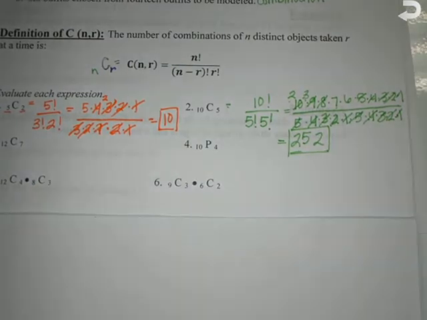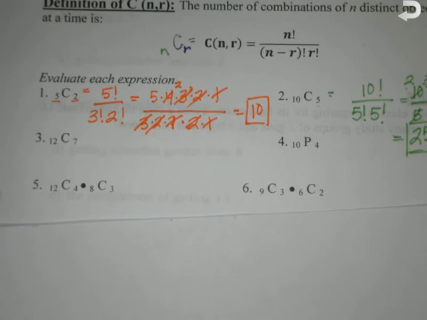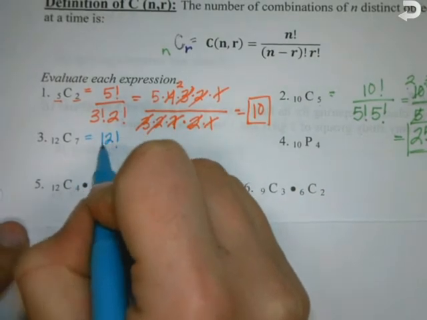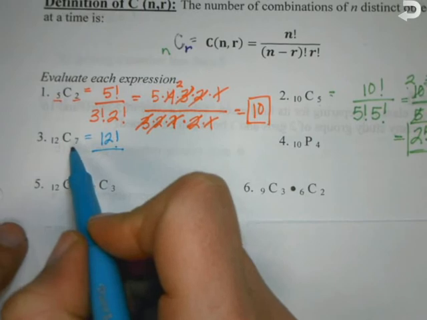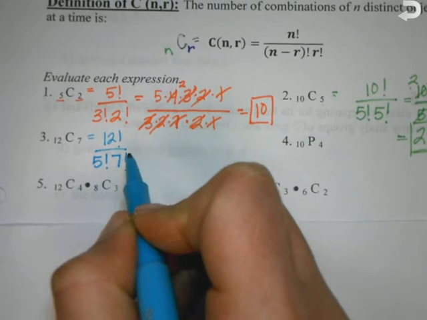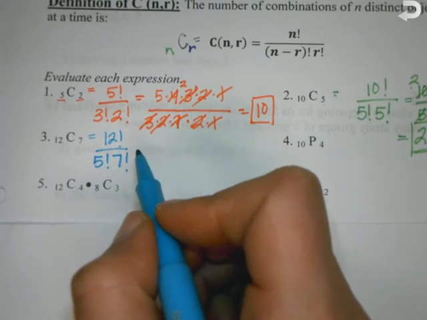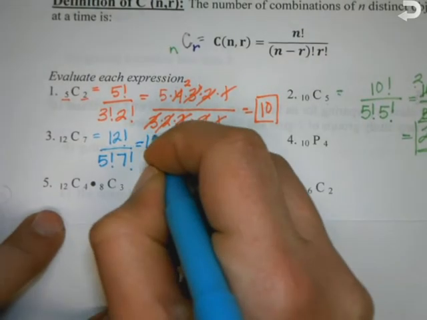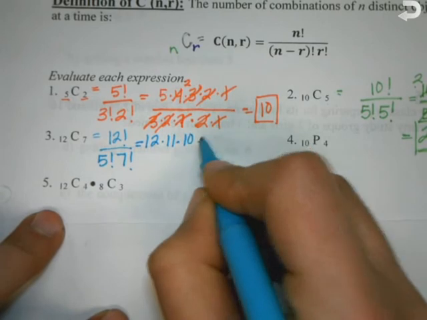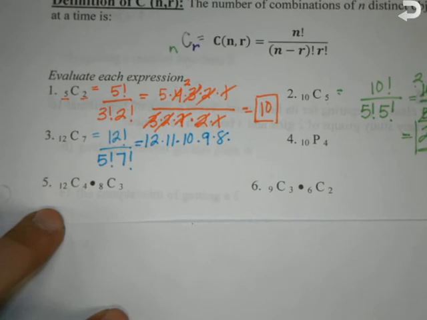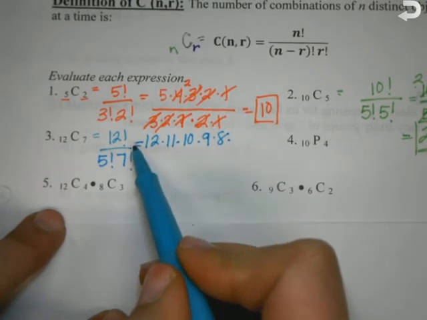Number 3. I have 12 choices. I'm picking them in groups of 7, so let's write it out first. That's 12 factorial over 12 minus 7 gives me 5 factorial times 7 factorial. Okay, let's think about this really, really quick. 12 factorial is 12 times 11 times 10 times 9 times 8 times 7 times 6 times 5 times 4 times 3 times 2 times 1. What do we know about 7 factorial? 7, 6, 5, 4, 3, 2, 1.